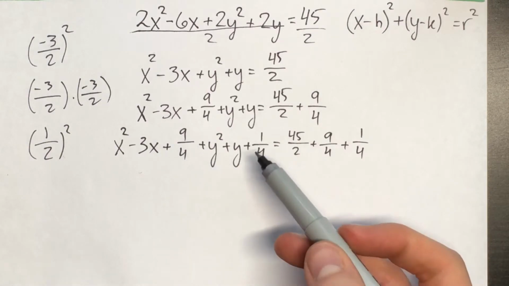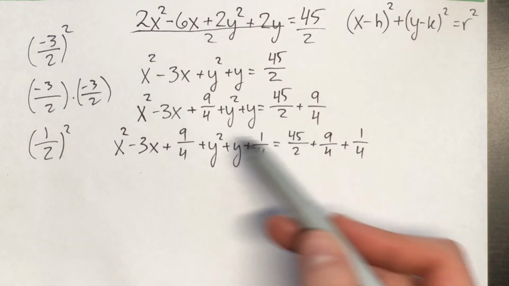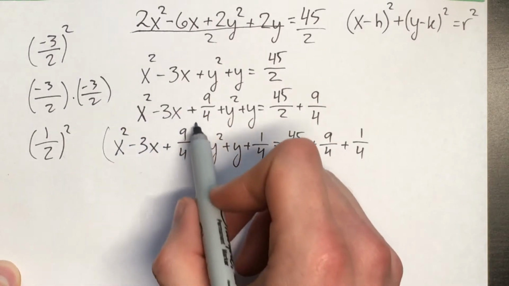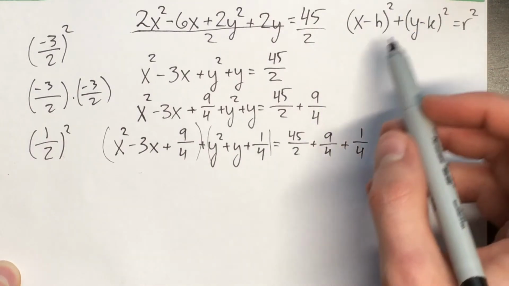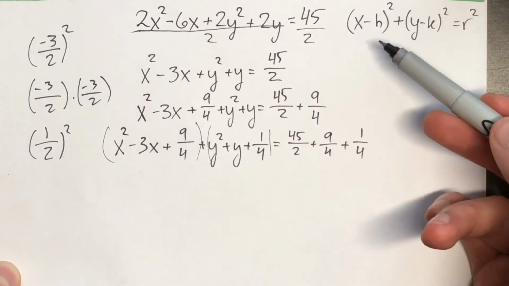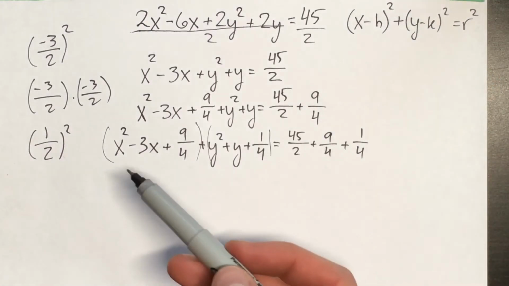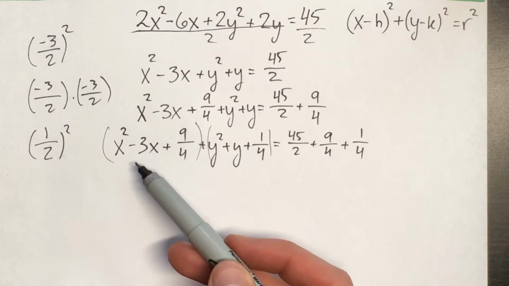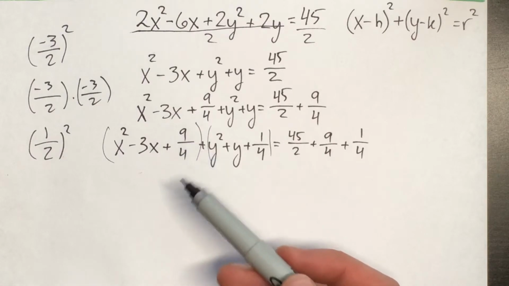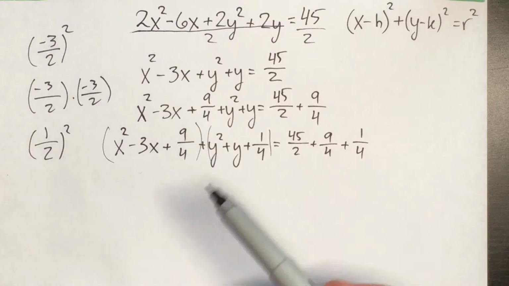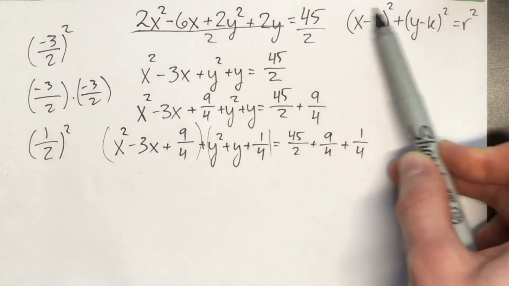Now, resist the temptation to combine these like terms. That won't get you anywhere good. The whole point of doing this was so that you can now factor this part and this part into this form. So it should factor into some squared value. We have to think what two numbers add to get negative 3 and multiply to get positive 9 over 4. Actually, not what two numbers. When you're completing the square, the whole point is that it'll be a squared value.